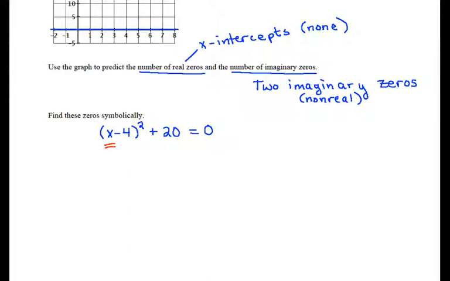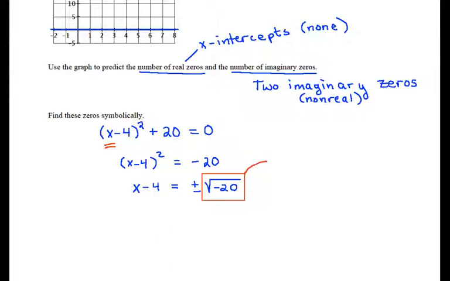So I'm going to subtract 20 to the other side and just get (x minus 4) squared equals negative 20. And then I'm going to take the square root of both sides, which clears the square on the left. And I have to consider both the positive and negative square roots on the side with the number. And now, again, I want to think about simplifying the square root of negative 20.